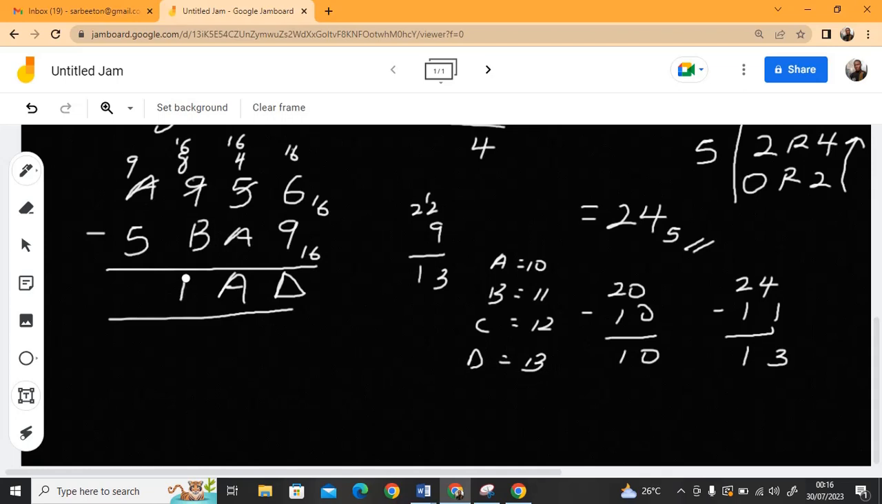So what I'm going to write here is D. Now you use 9 minus 5. That is what? That is 4. Base 16. So that is it for this.